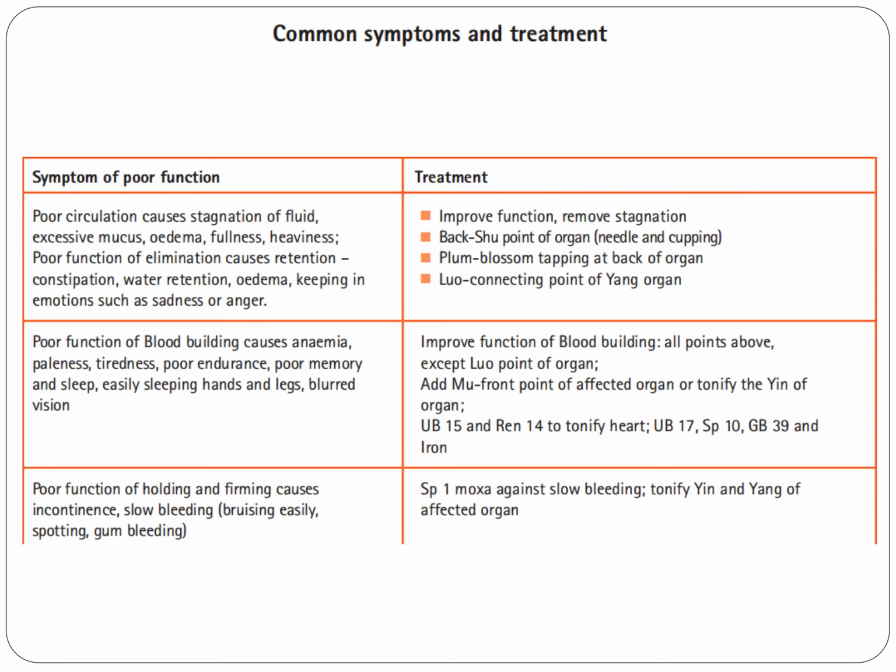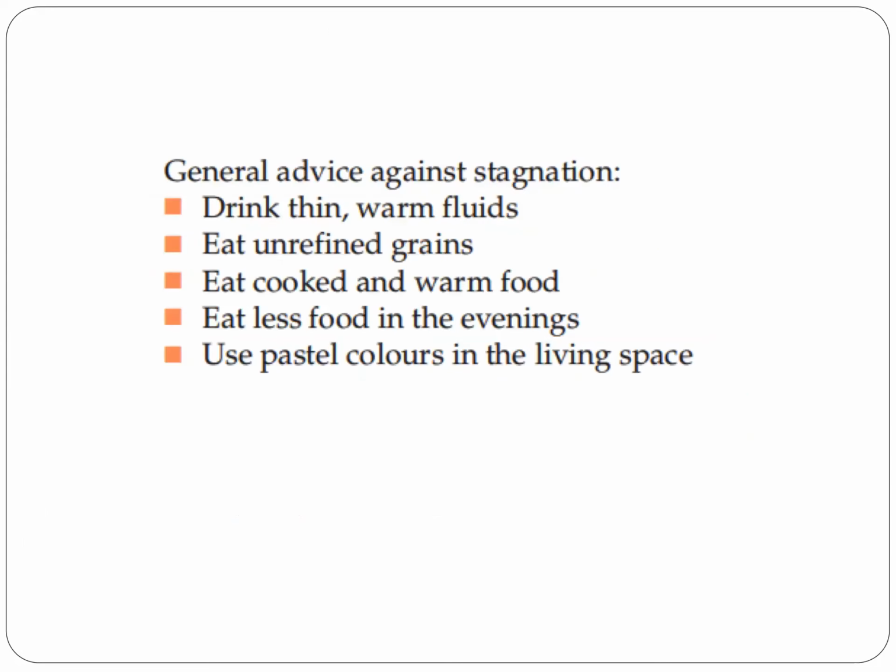Sa poor function of holding and firming causes incontinence, slow bleeding, bruising easily, spotting, and gum bleeding. Sa treatment, we use spleen 1, moxa, against slow bleeding. Tonify yin and yang of affected organ. General advice against stagnation: drink thin, warm fluid, eat unrefined grains, eat cooked and warm food, eat less food in the evenings, use pastel colors in the living space.